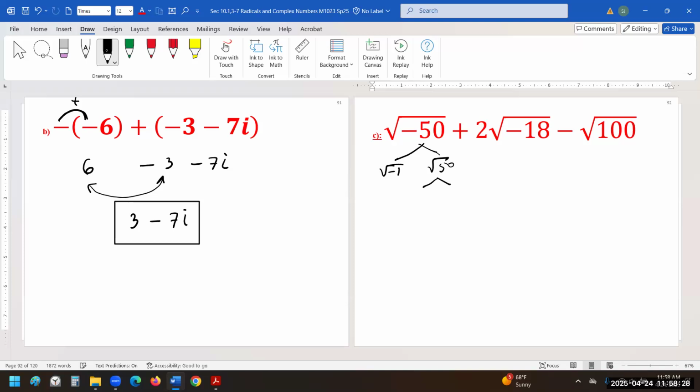But you do know that 50 is divisible by a perfect square number, 25 and 2. And this becomes i. So i, what is the square root of 25? 5. And do you know what is the square root of 2? Square root of 2. So the -50 under the square root becomes 5i square root of 2.